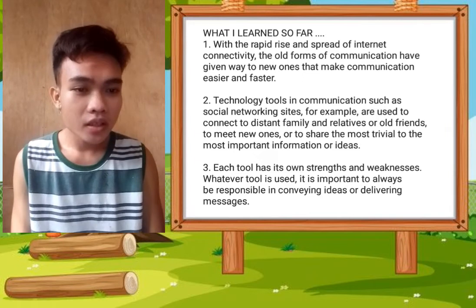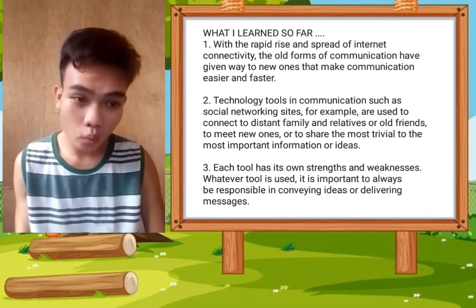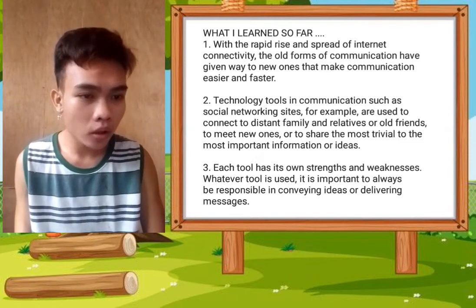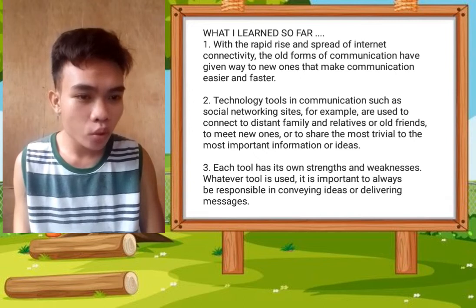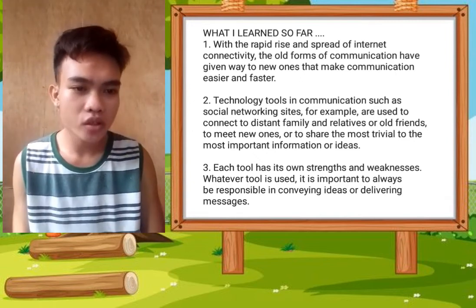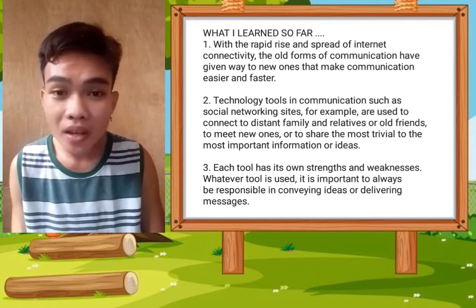Number 2, technology tools in communication, such as social networking sites, for example, are used to connect to distant family and relatives or old friends, to meet new ones, or to share the most trivial to the most important information or ideas.